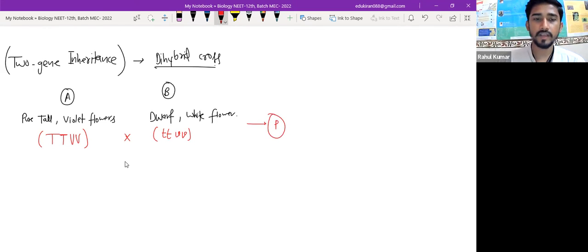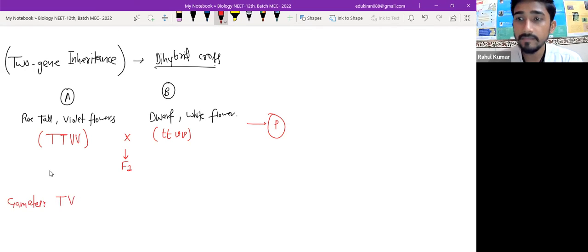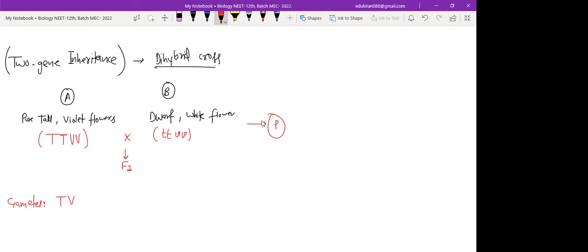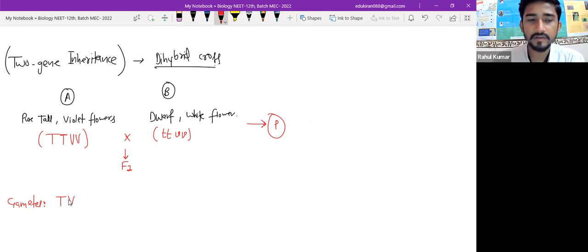First you have to figure out for F1 how many gametes are possible in this case. How many different types of gamete can this plant make? It can only make one type of gamete, which is capital T and capital V, because in a gamete, one allele from each character goes, right? So it will be capital T and capital V only, one type of gamete. And for this plant, it will be small t and small v only.